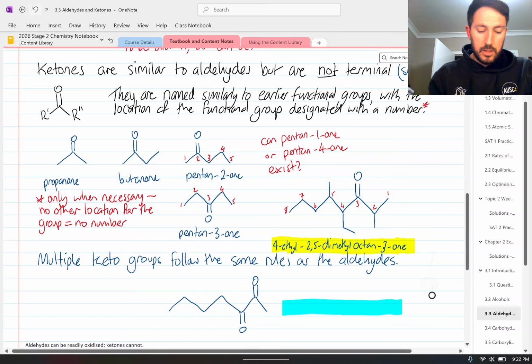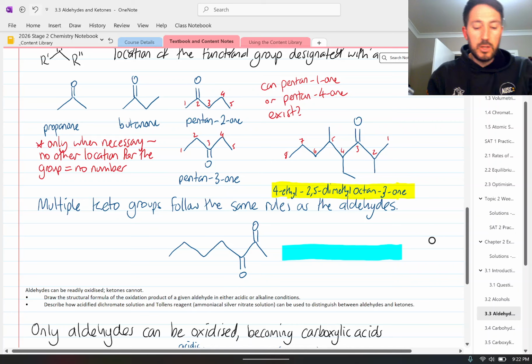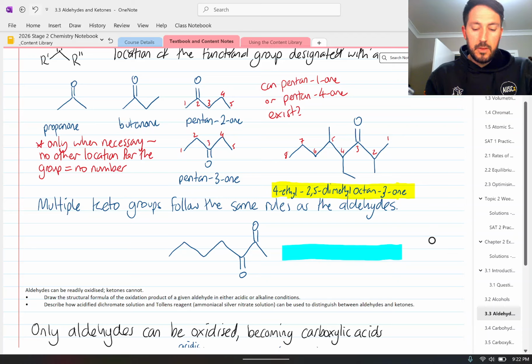So scrolling down, let's look. If we have multiple keto groups, we have a similar deal here. As it says, it follows the same rules as aldehydes in that we are going to name it as a dione. The difference here, though, is that we will have numbers because these are not just at each end. They could be anywhere along a chain if it's long enough.